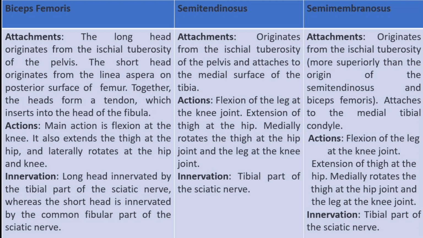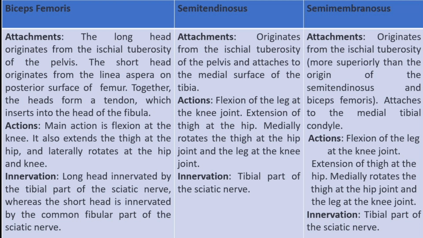Attachments. The long head originates from the ischial tuberosity of the pelvis. The short head originates from the linea aspera on the posterior surface of the femur. Together, the heads form a tendon, which inserts into the head of the fibula. Actions. Main action is flexion at the knee. It also extends the thigh at the hip, and laterally rotates at the hip and knee. Innervation. The long head is innervated by the tibial part of the sciatic nerve, whereas the short head is innervated by the common fibular part of the sciatic nerve.